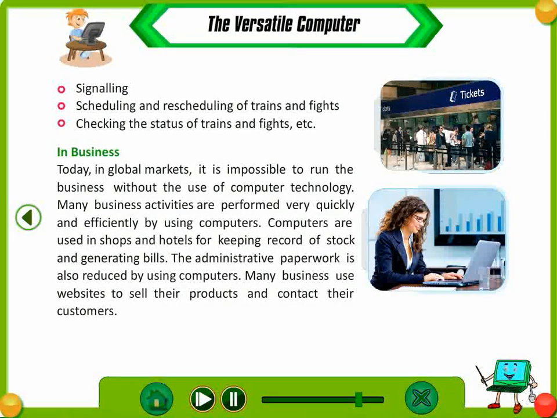In business, today in global markets, it is impossible to run a business without the use of computer technology. Many business activities are performed very quickly and efficiently by using computers. Computers are used in shops and hotels for keeping records of stock and generating bills. The administrative paperwork is also reduced by using computers. Many businesses use websites to sell their products and contact their customers.